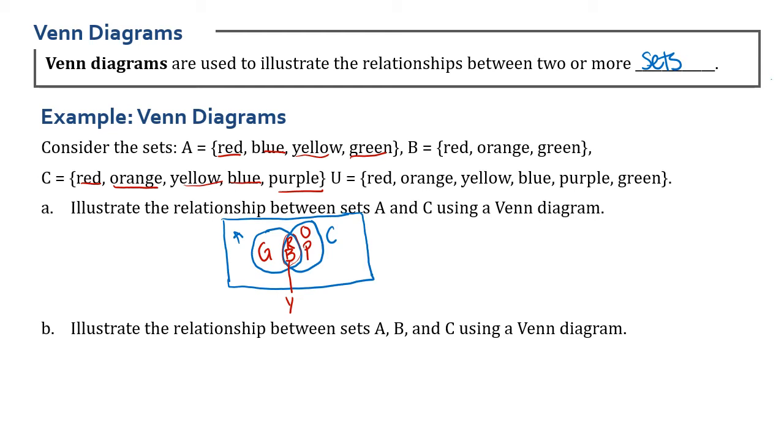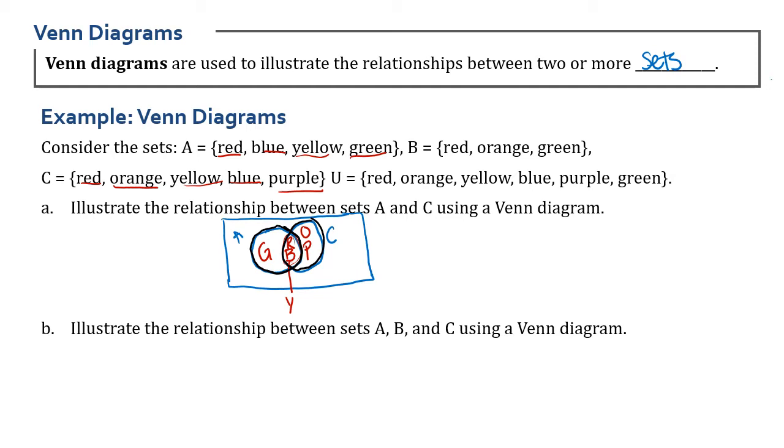So you can see, if I look at this, I'm going to use a different color here. This circle of C contains all the colors in C: red, orange, yellow, blue, purple. And then we can see in this little small part where the red, blue, and yellow happen, that's in C, but it's also in A. So when I look at the circle A, I've got green, red, blue, and yellow.